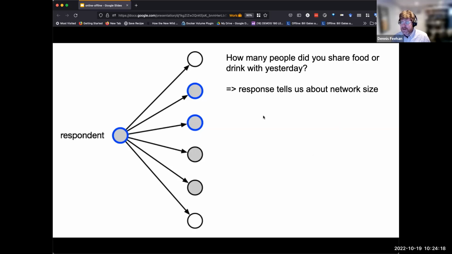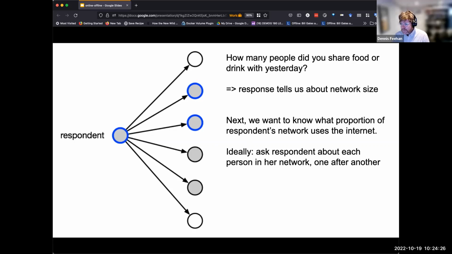So let's suppose the respondent says 6. I shared food or drink with 6 people yesterday. That tells us this respondent's network size. And now we'd like to try to figure out what proportion of the respondent's network members use the internet. So ideally, we'd ask the respondent about every person in her network one after another. This is something that some network survey questions do. On the GSS, for example, they do something a little bit like this with name generators. And that's a reasonable approach.